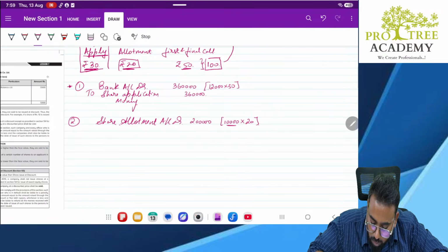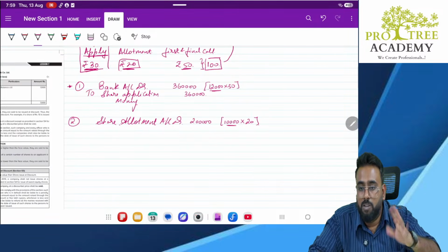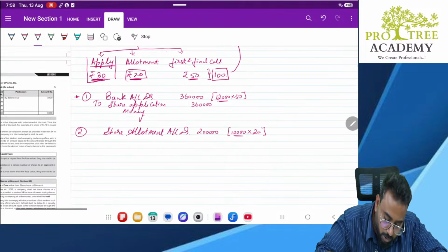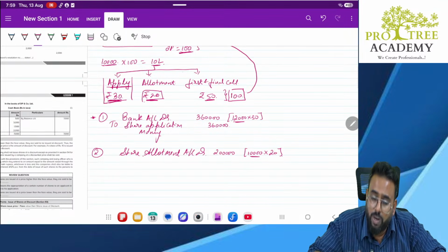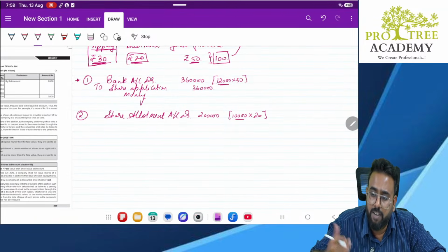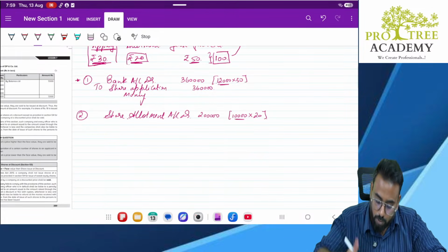Sir, why are you writing only 10,000? Actually there are 12,000 applications. Correct. But you cannot issue 12,000. What is the maximum you can issue? Only 10,000. The authorized capital is only 10,000. So what happens to the remaining 2,000? Rejected. I will refund the money. I will come to that. There is a journal entry for that also. Hold on. Okay, share allotment account debit 2 lakhs.